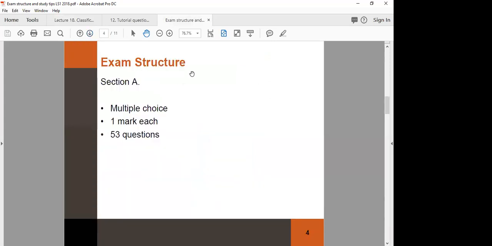Let's look at the exam structure. So there's 3 sections. This is section A, multiple choice questions. Each question's worth 1 mark, and there are 53 questions.